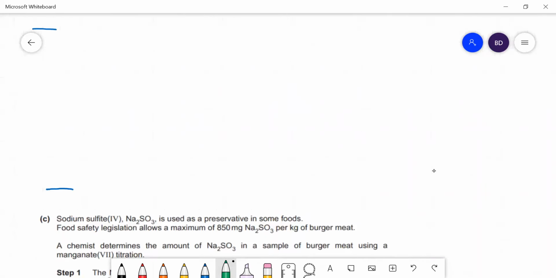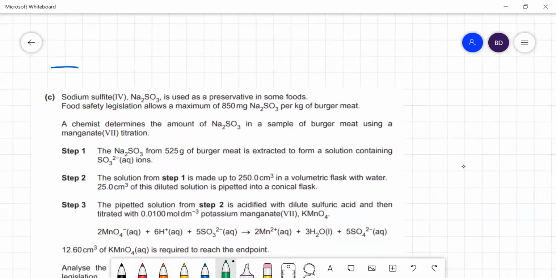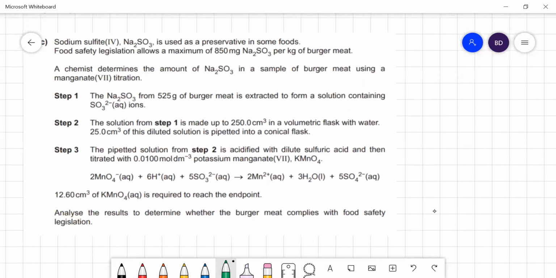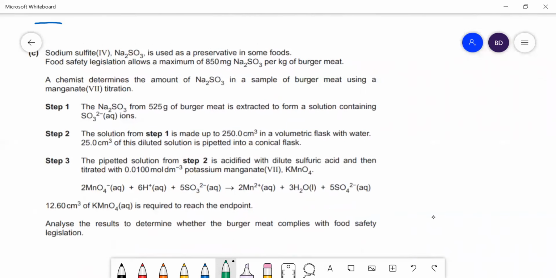Okay, and this is the final question on the paper. It's a titration. So what's going on here then? Right, let's draw some little pictures. We've got a load of burger meat, and that's been extracted. How much of that was there? There was 525 grams of that.